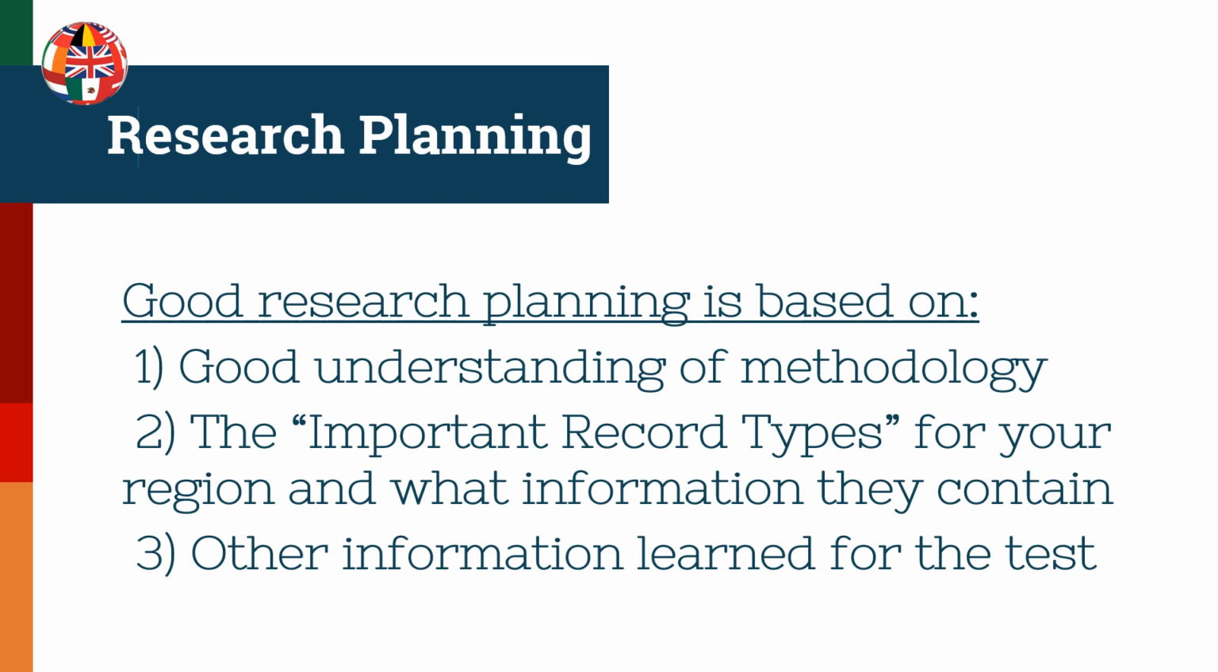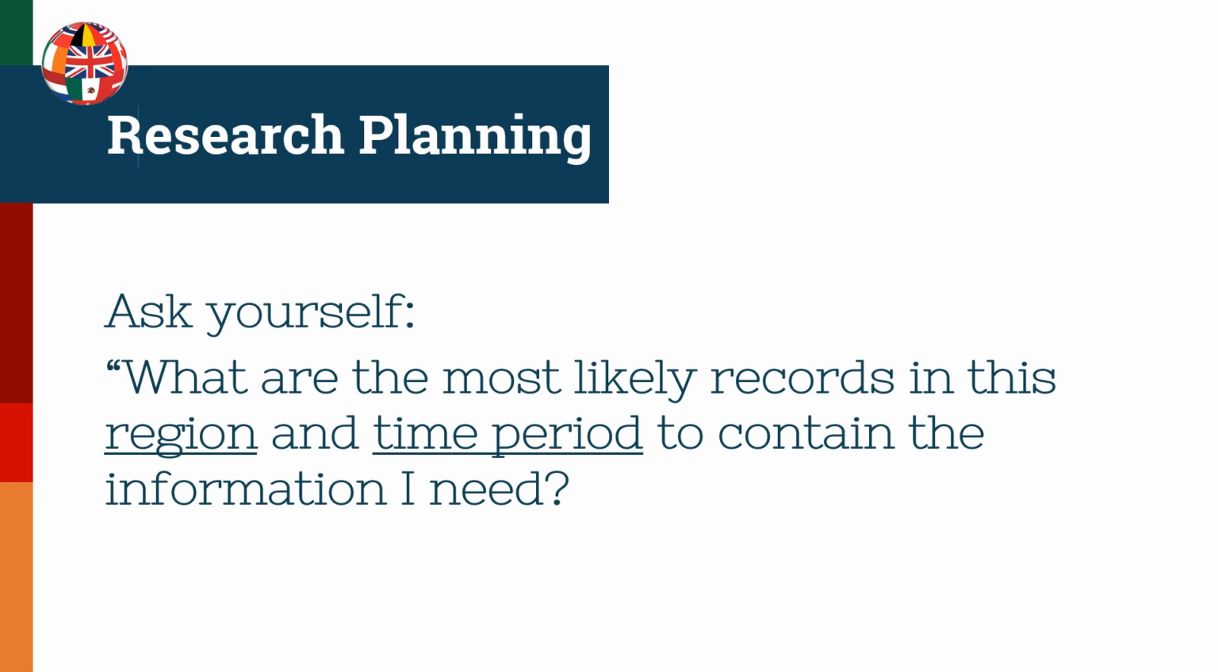For the ICAPGen tests, good research planning is based on, number 1, a good understanding of the methodology, 2, the important record types for your region and what information they contain, and 3, other information learned for the test. And remember that all levels for the ICAPGen accreditation process are open book. One suggestion for when you're working on these research planning questions is to ask yourself, what are the most likely records in this region and time period to contain the information I need?